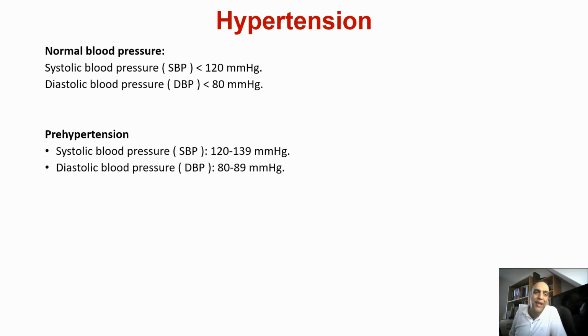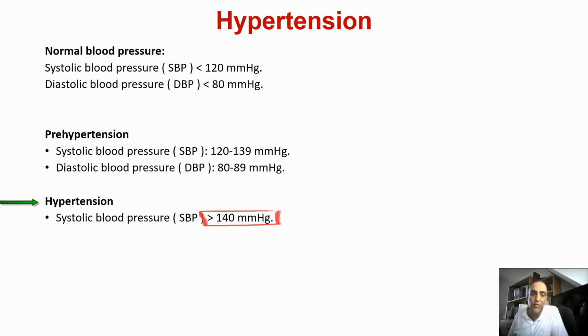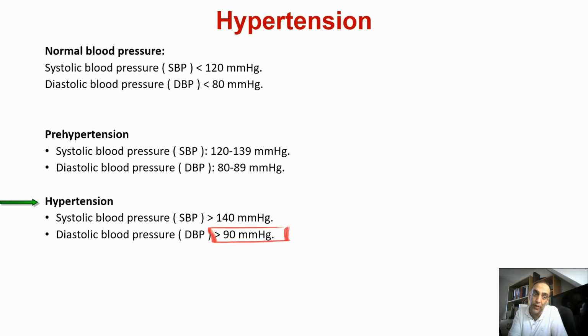If the patient has no disease like diabetes mellitus or kidney failure, in this situation, with lifestyle change, we can manage the blood pressure for pre-hypertension. But if the patient has an illness or disorder like diabetes mellitus, kidney failure, or heart failure, we have to care about pre-hypertension also. In hypertension, the systolic blood pressure is more than 140 millimeters of mercury and diastolic blood pressure more than 90 millimeters of mercury.